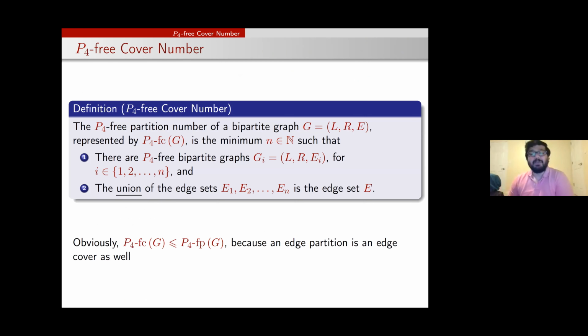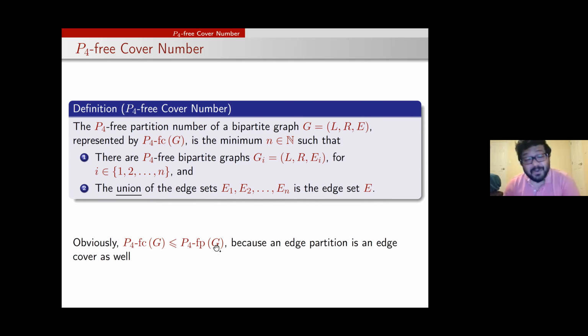So the P4-free cover number is the minimum number n such that there are n P4-free graphs G1, G2, up to Gn such that every edge in the original graph is covered in one of these sets. So in a partition, every edge in G belongs to exactly one P4-free graph. Here it may occur in more than one. So this is the difference between partitioning and covering. However, every partition is a cover. So we can conclude that the cover number of a graph is at most the partition number of the graph.